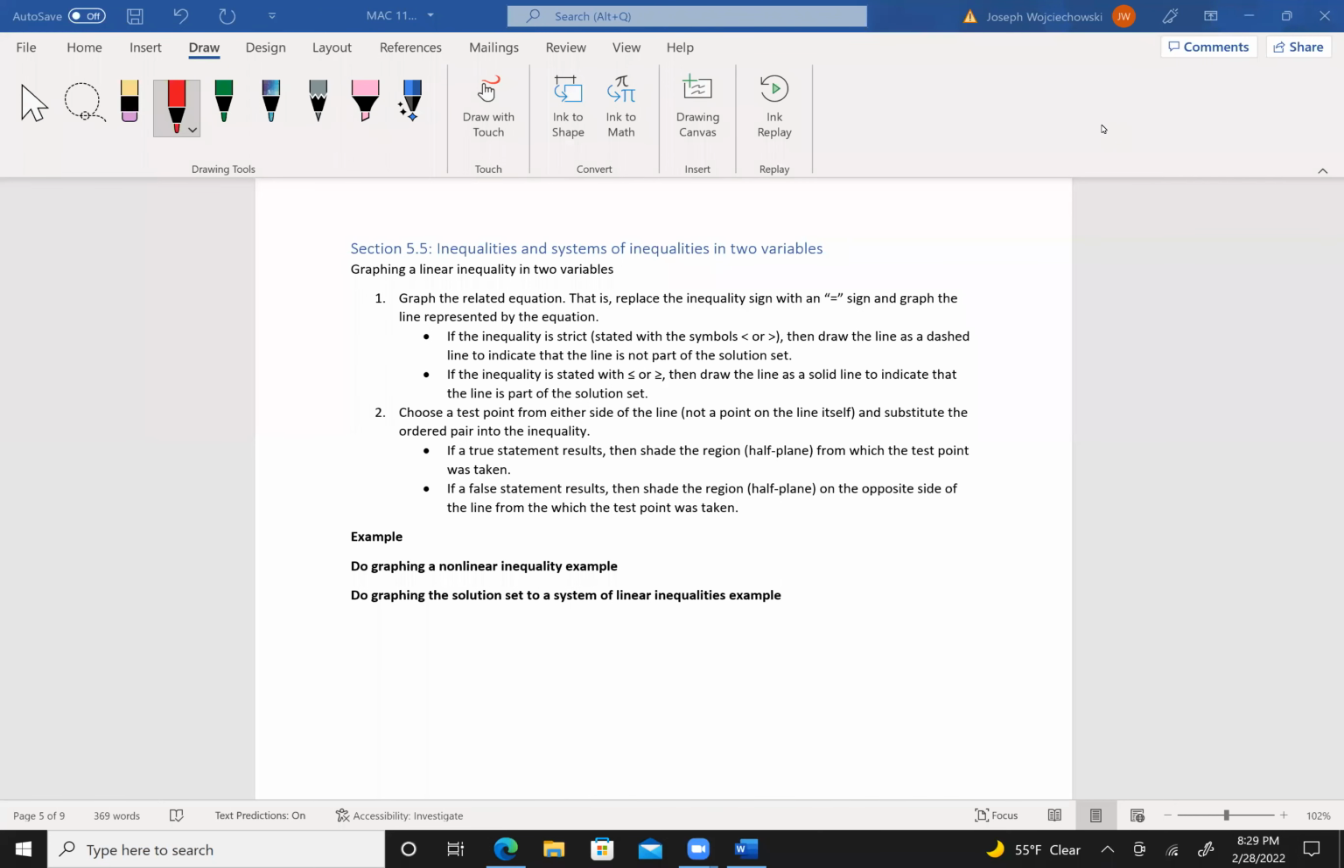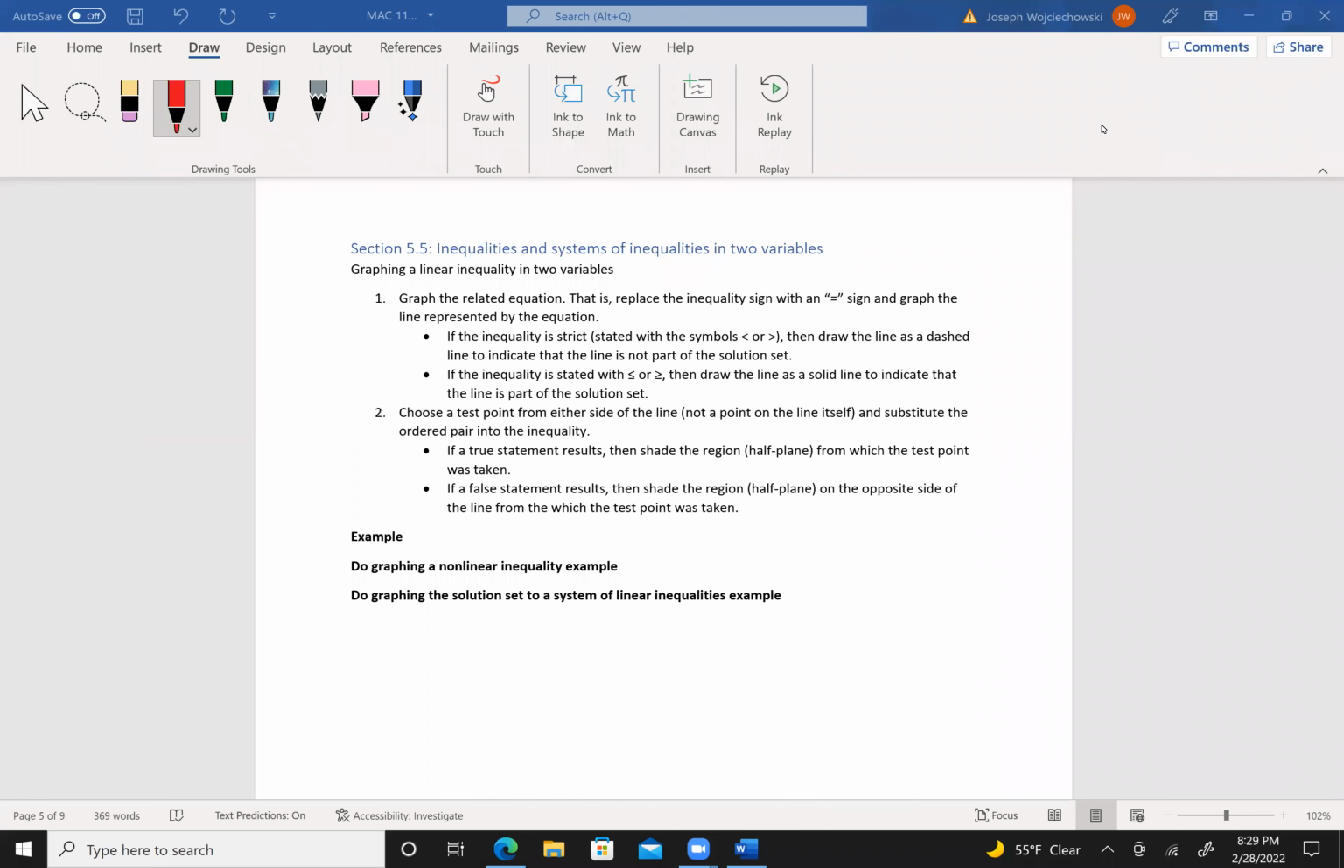Two things to take into account. If the inequality is strict, stated with the symbol less than or greater than, then draw the line as a dashed line indicating that the line is not part of the solution set. So if there's no equal, use a dotted line or a dashed line. If the inequality is stated with a less than or equal to or greater than or equal to, then draw the line as a solid line to indicate that the line is part of the solution set.